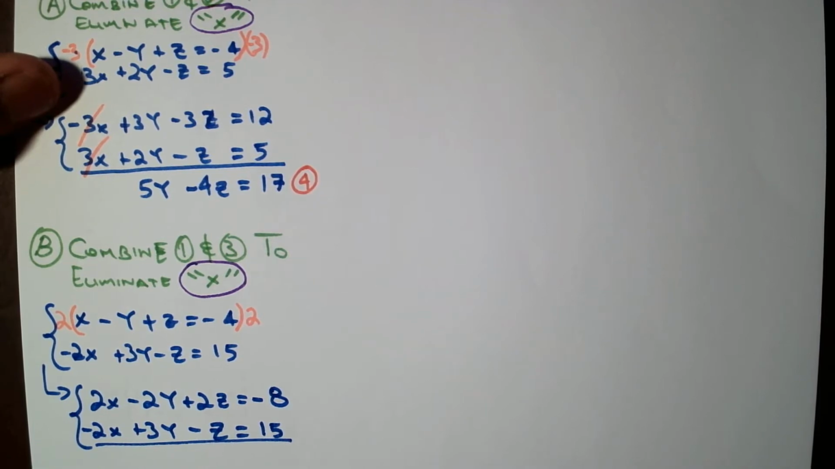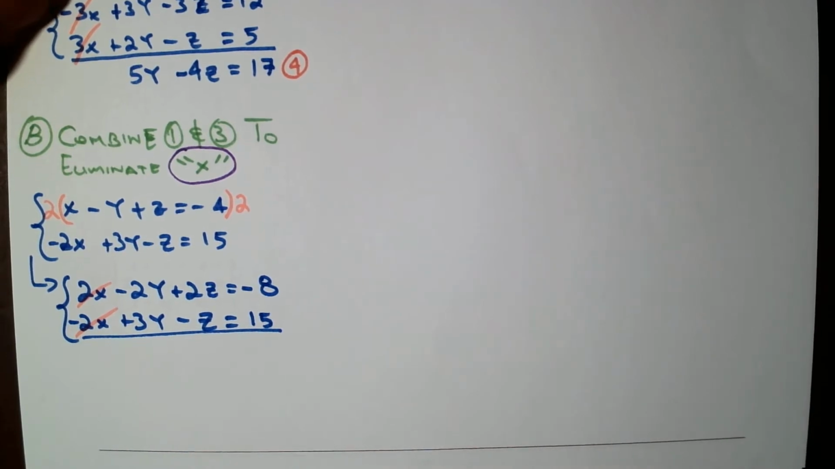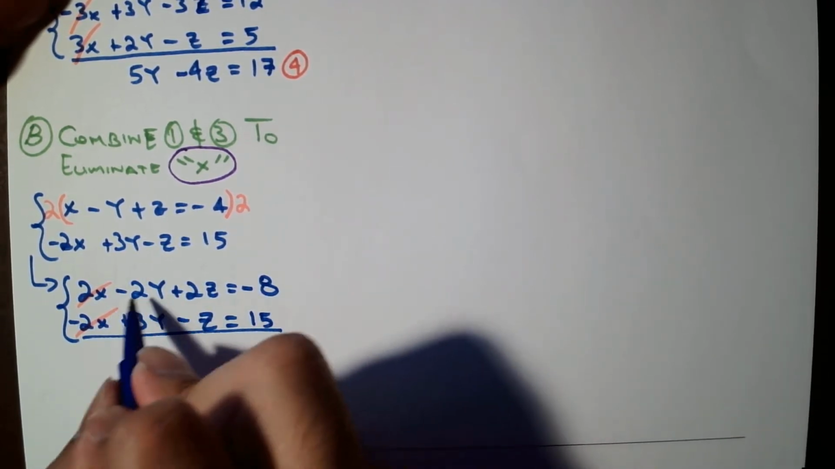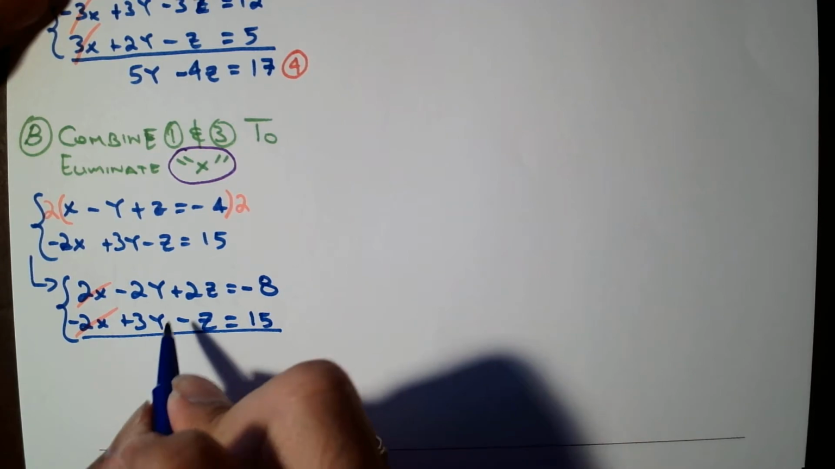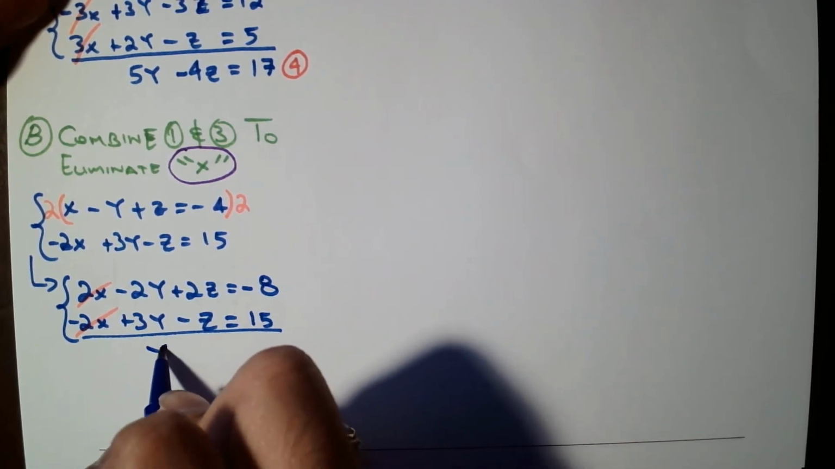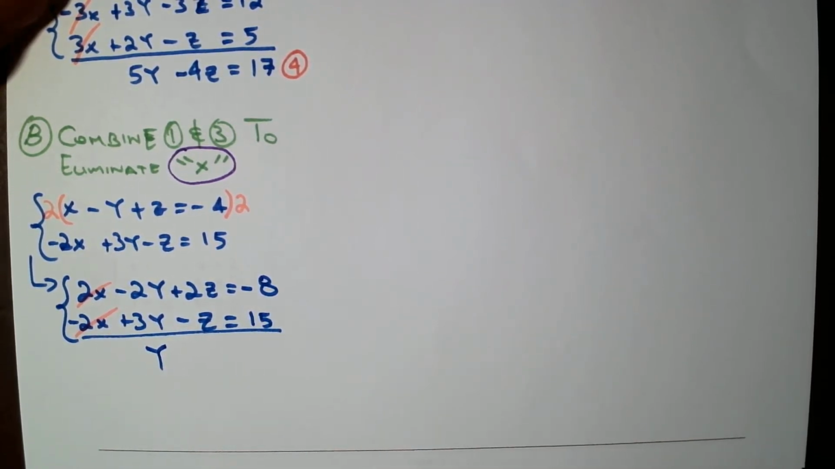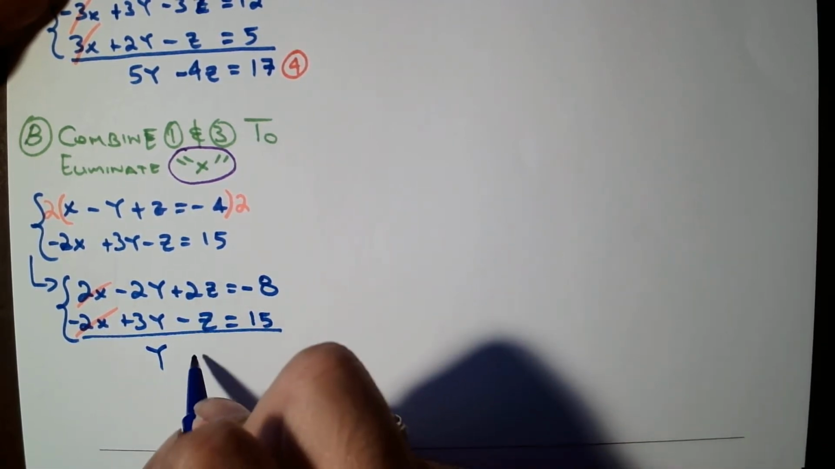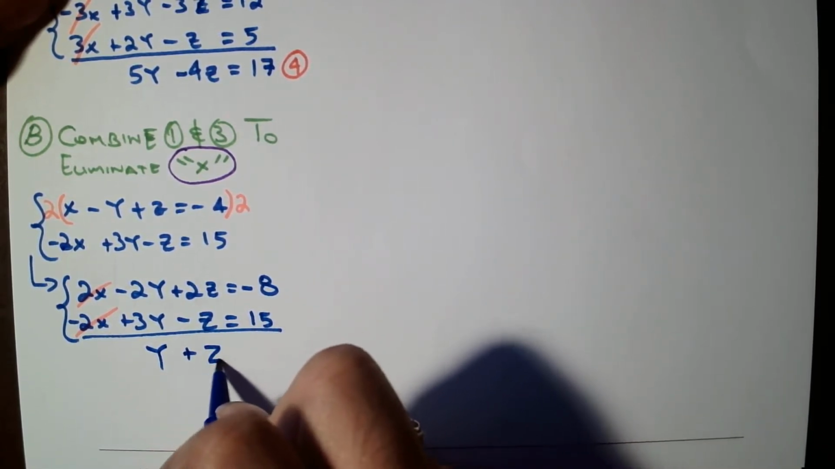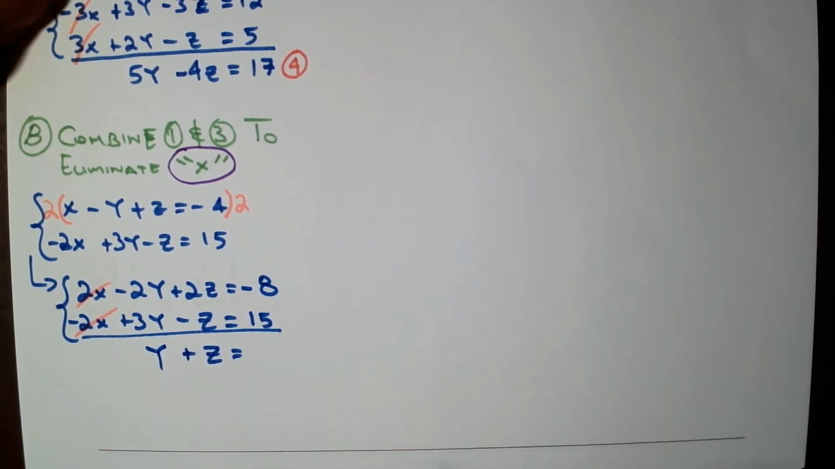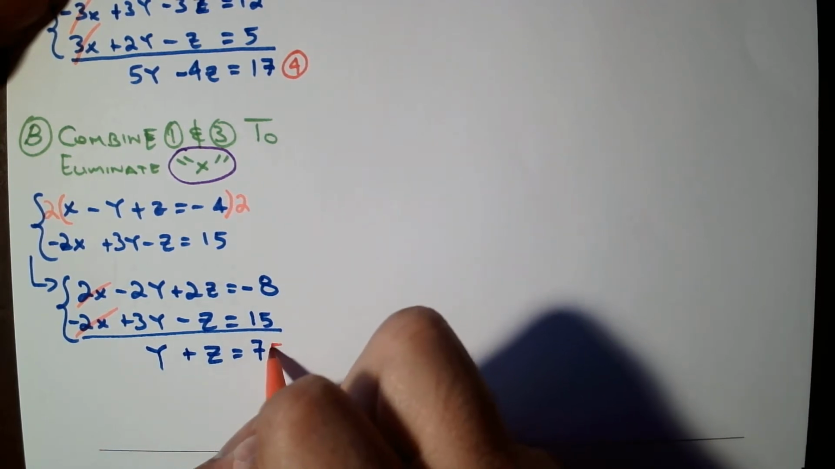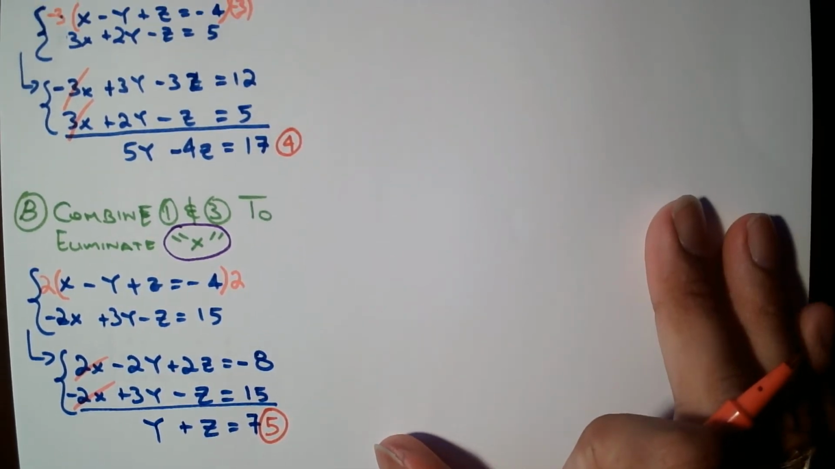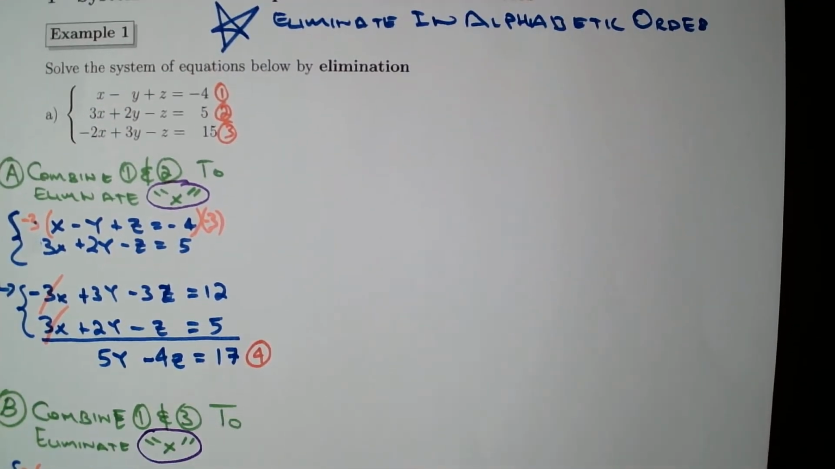Add the equations, combine them together, see how the two x's go away. Alright, so let's combine the y's: negative 2y plus 3y, or 3y minus 2y, that's simply y. And 2z minus z is plus 1z equals 15 minus 8, that's 7. And in this case, let's label this as equation 5. Alright, so the next step, which you might want to call C, if you will.